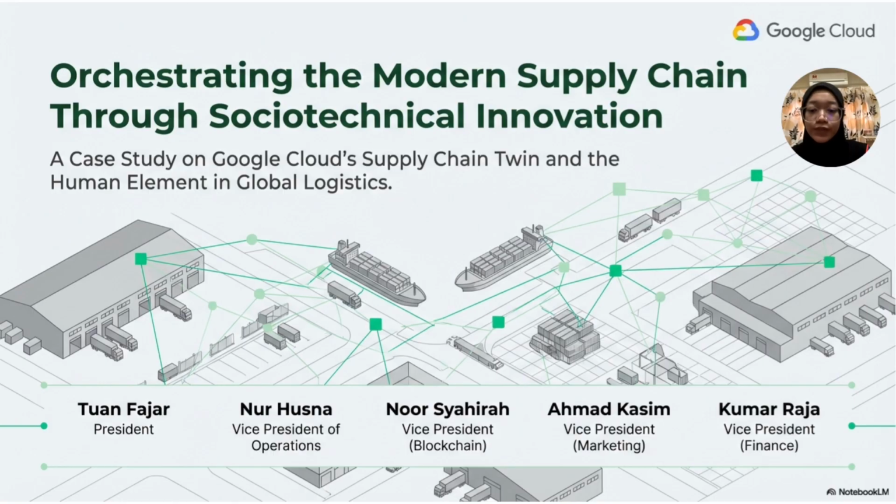For this week, which is week 6, this slide introduces the focus of our case study, which is orchestrating the modern supply chain. It explores how the modern supply chain can be improved through socio-technical innovation, which means combining advanced technology with human collaboration. Specifically, we examine the Google Cloud supply chain twin and how it integrates the digital system with human decision making in global logistics.